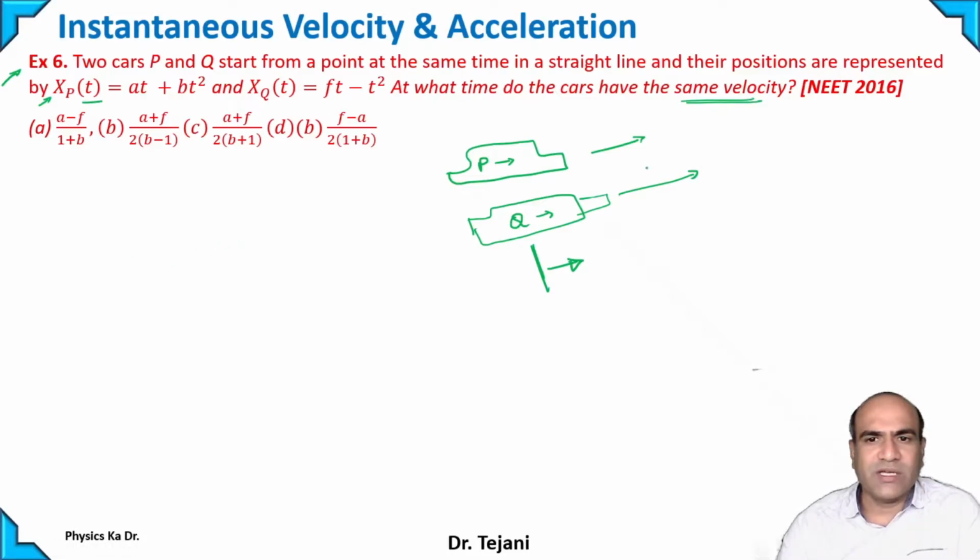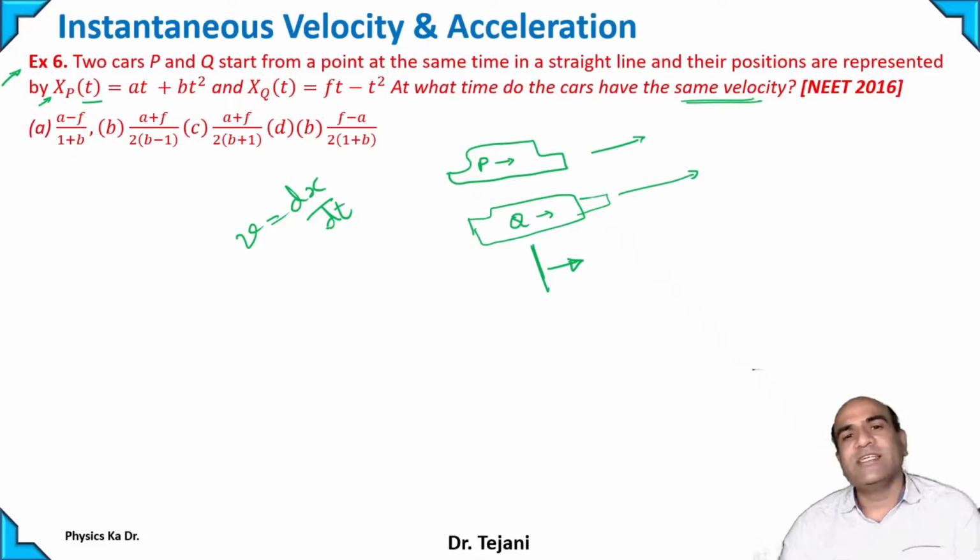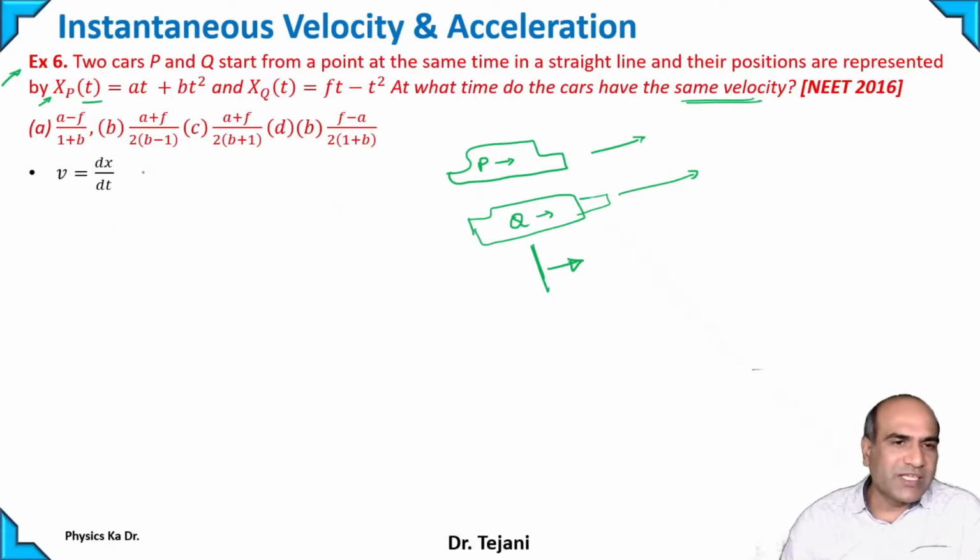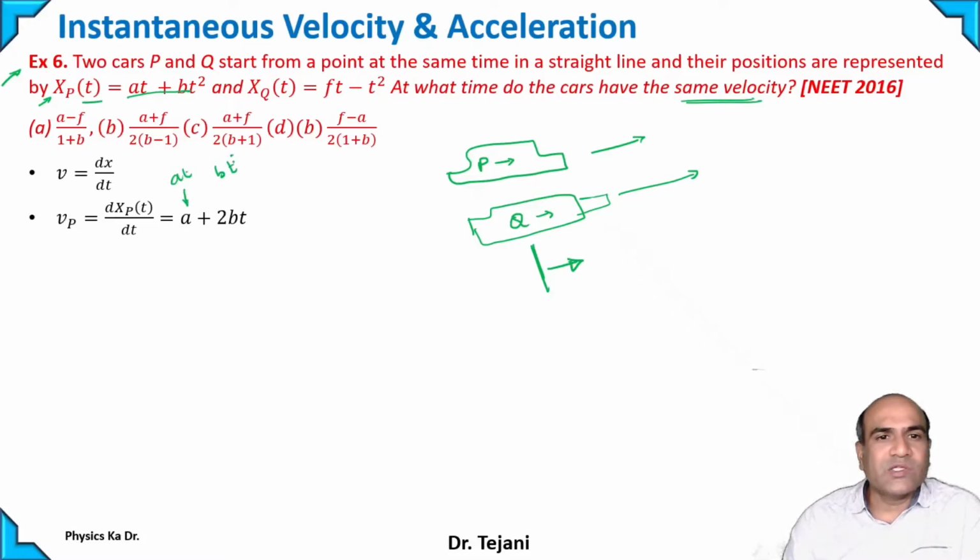We know velocity is equal to dx by dt. Now we just need to find the velocities for both. So v is equal to dx by dt. Can we differentiate this first? Yes. Here a t gives a, and b t square, where t square differentiates to 2t, so it becomes 2bt. Excellent.